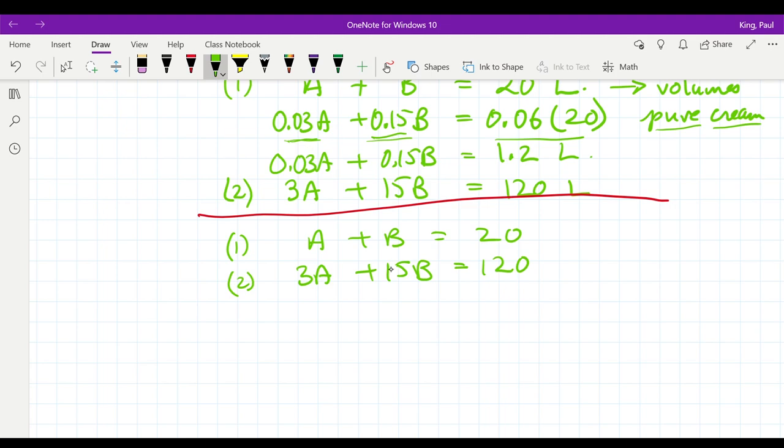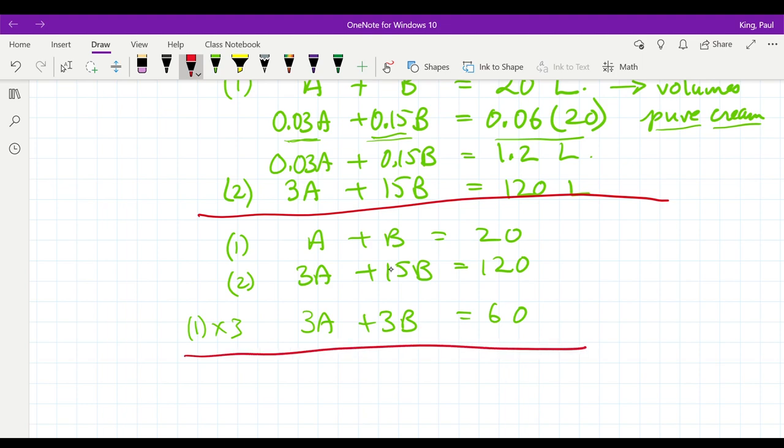So now notice that we want to eliminate one of the variables, and you have a choice. You can get rid of A, or you can get rid of B. Here we have A and 3A, so I guess the nicest one is this one, because we only have to multiply by 3. The other one we have to multiply by 15. So if we take equation 1 and multiply by 3, we have 3A plus 3B equals 60. Notice that we can take equation 2 and subtract equation 1. Equation 1 is below equation 2 now. So I can take these two and subtract, and I don't get any A at all.